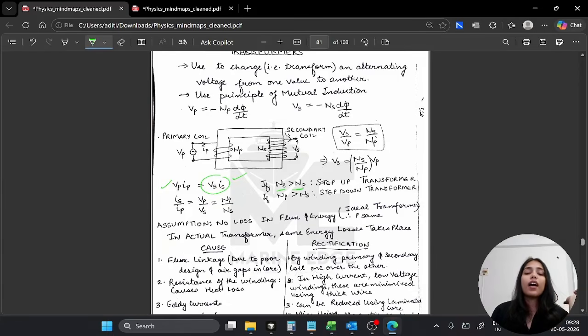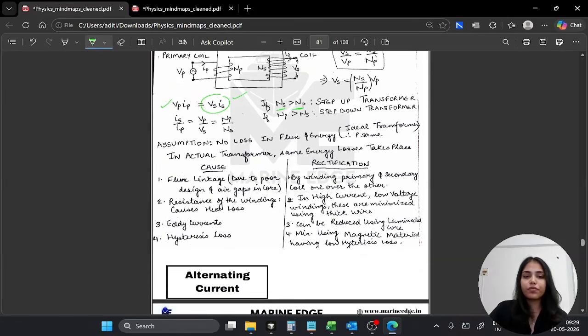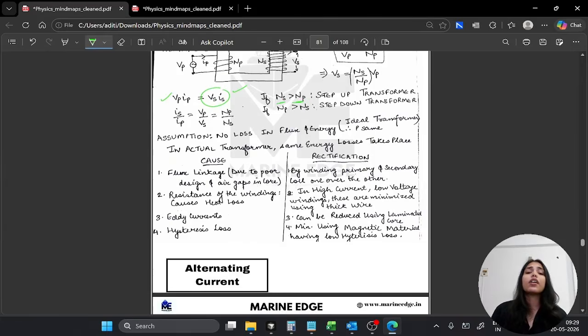Okay. And similarly, if the number of turns in the primary coil is greater, this is called a step-down transformer. Why a step-up transformer? Because that will give an increased voltage. Now, when we're talking about a normal transformer, we assume an ideal case where there is no loss in the flux. Now, in an actual transformer, what happens?